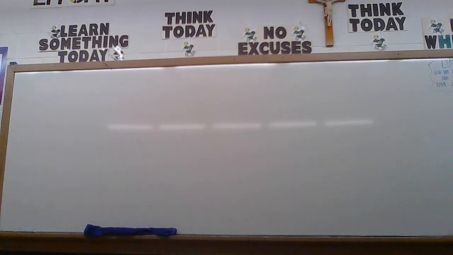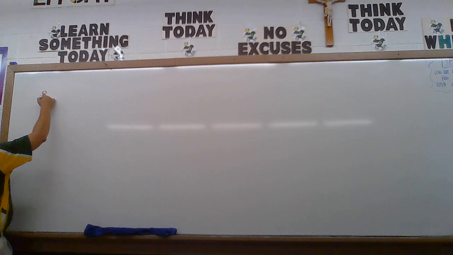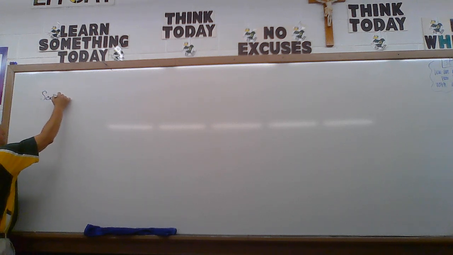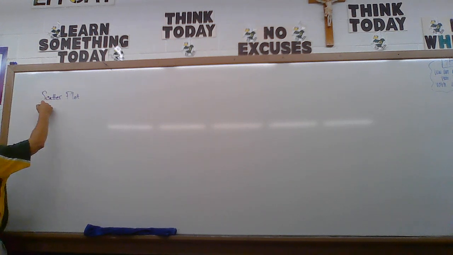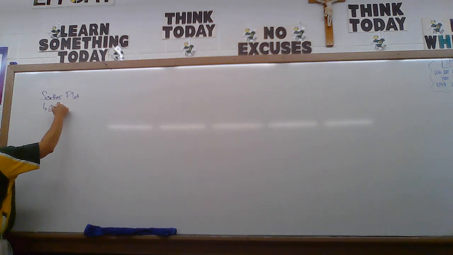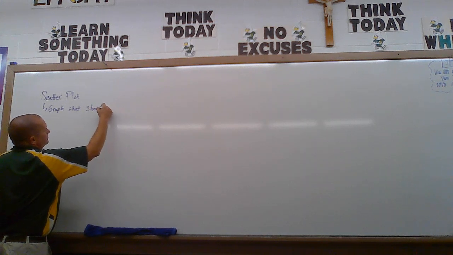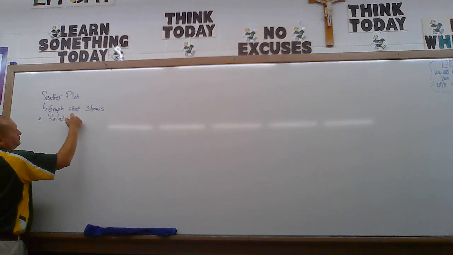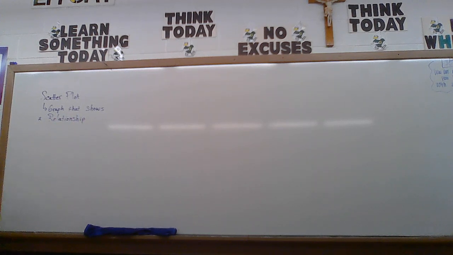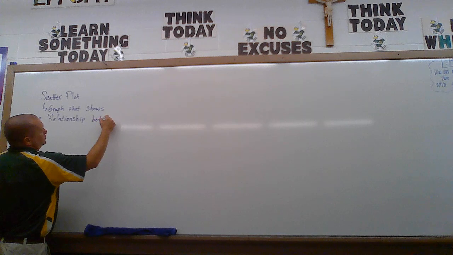Okay, so a scatter plot is basically just a fancy way of saying it's a graph. Right? But it's going to be a special kind of graph. A scatter plot is a graph that shows a specific relationship. Now, what are we talking about by a relationship? We're talking about things that would go together. So it shows a relationship between two sets of data.